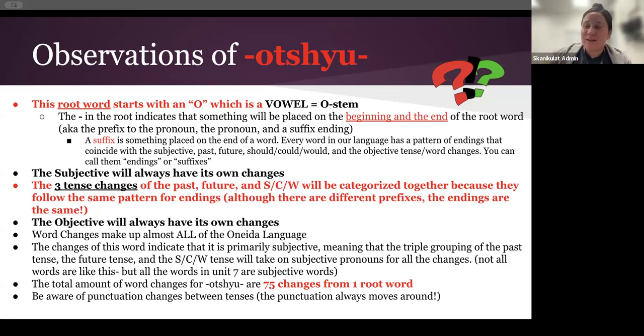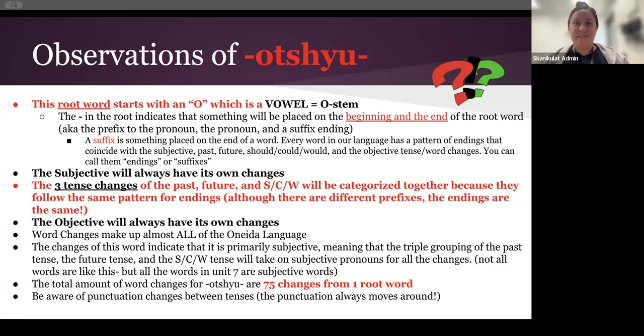Verbs make up almost all of the Oneida language. I would say like 90%. Even nouns are derived from verbs. It's not to say that we don't have nouns, but the nouns are also verbs. They're verb roots, and we just make them into nouns. The core of Oneida is verbs. It's a language of action. So let's move on here. There is a total of 75 verb changes for this one root word, ochu. I think that's pretty cool because we can take one verb root and change it all these different ways.